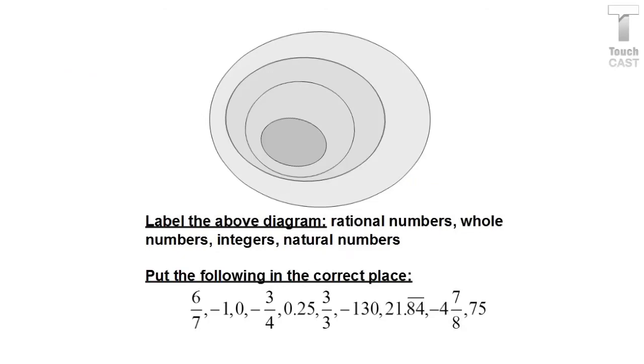Now, on the left page of your notebook, you need to copy this Venn diagram. You're going to label it rational numbers, whole numbers, integers, and natural numbers. And then you need to put the following numbers in the correct place. And as soon as you've done that, you are finished.